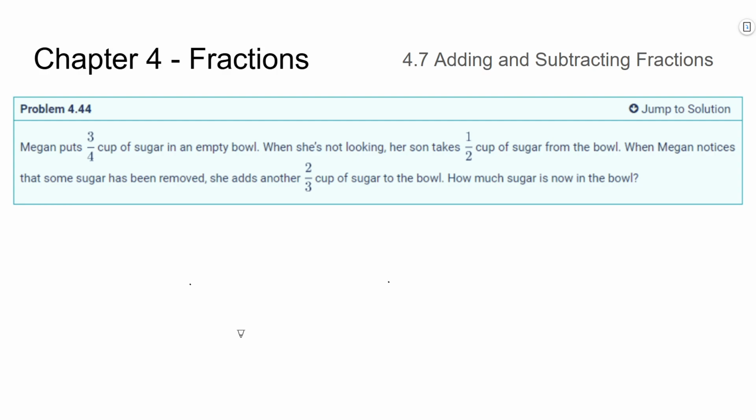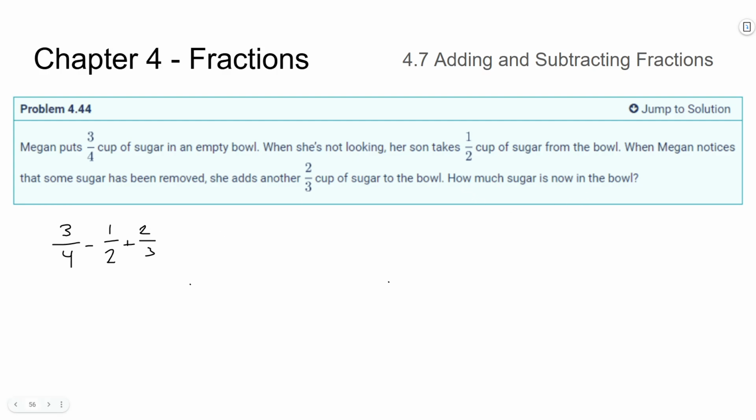So Megan put 3/4 cup sugar in an empty bowl. When she's not looking, her son takes a half a cup of sugar from the bowl. When Megan notices some of the sugar is being removed, she adds another 2/3 cup. All right, so if you start with 3/4, then what happens? When she's not looking, her son takes a half a cup. So takes away a half a cup. When Megan notices that some sugar has been removed, she adds 2/3 cup. So she adds 2/3. How much sugar is now in the bowl?